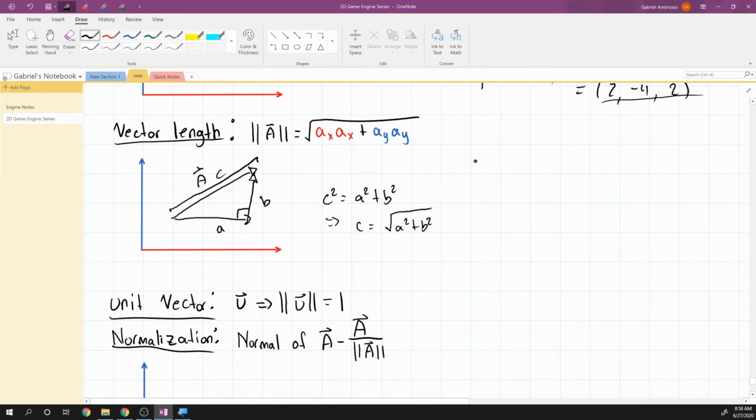So yeah, and since length is always positive, you don't have to worry about plus or minus. We don't care about that. This is a length. So we know that the length of A we can denote by the square root of a squared plus b squared. And so that's how you get the length of a vector.